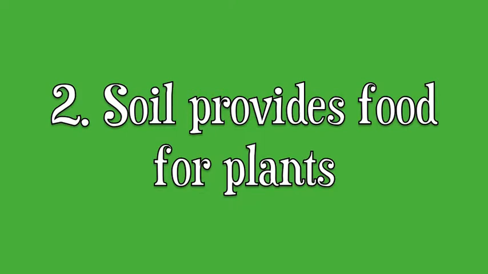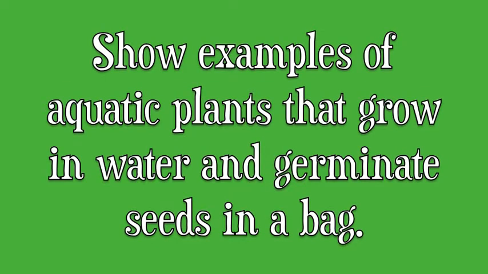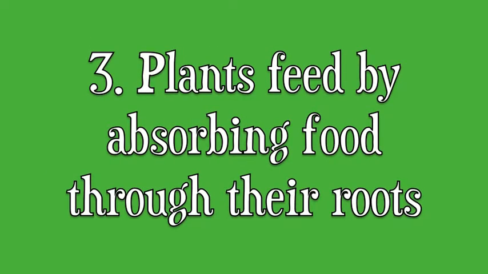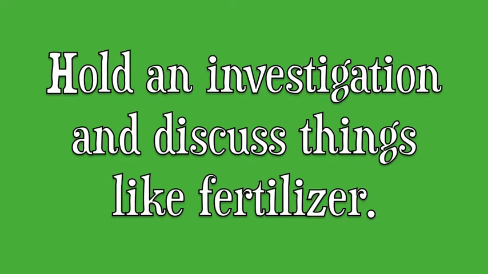Another misconception is that a plant must have soil in order to grow. In order to clear this up, teachers could show examples of aquatic plants that grow in water without soil. You could also germinate seeds in a bag like we did in class. Lastly, students struggle with the fact that plants do not feed by absorbing food through their roots. Students believe a plant gets hungry and needs to eat and drink like humans do.